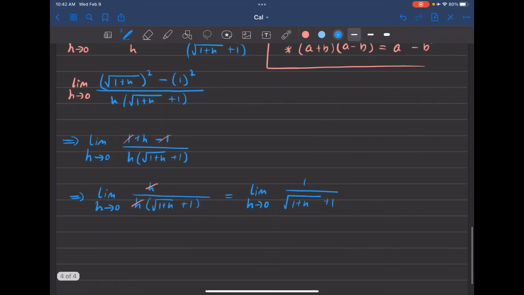And now we can try the direct substitution again. So that would give us 1 over the square root of 1 plus 0 plus 1. And now we're ready to evaluate this. This is 1 over the square root of 1, which is 1, plus 1, that's 2. So the limit of this function is 2.